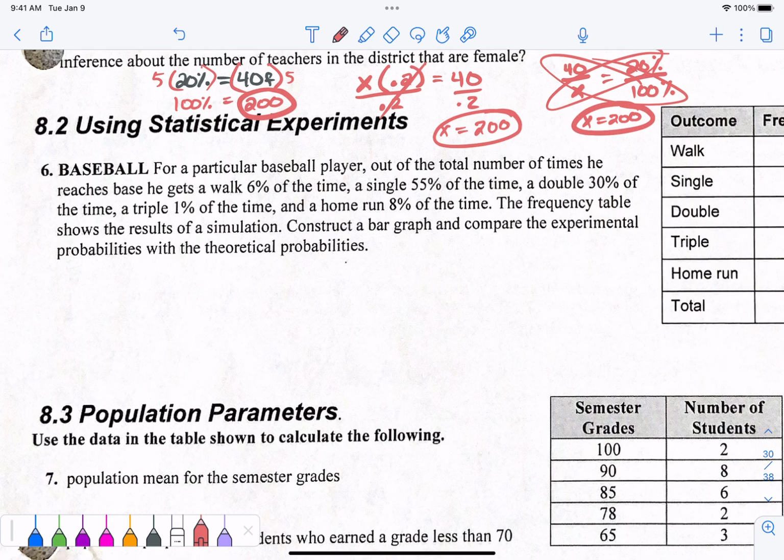So let's see, for a particular baseball player, out of the total number of times he reached base, he gets a walk 6% of the time, a single 55%, a double 30%, a triple 1%, and a home run 8%. Is that theoretical or is that experimental?